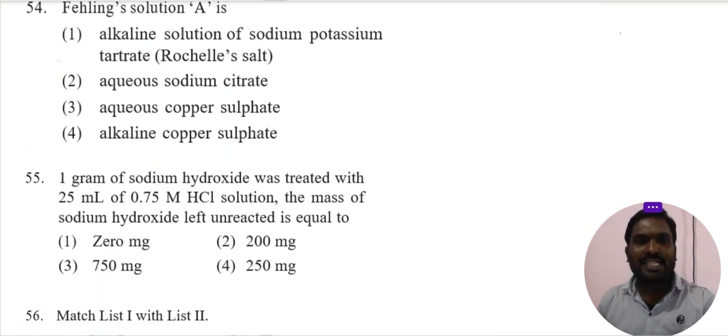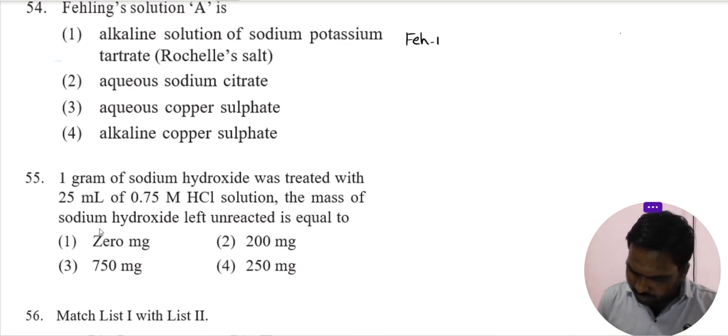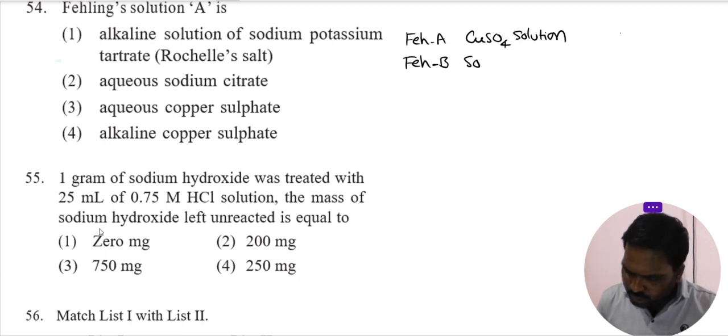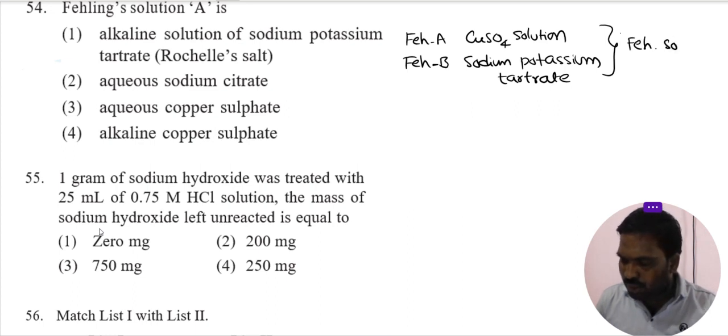Fehling's solution A is. Now Fehling's A is copper sulfate solution. Fehling's B is potassium sodium tartrate solution, also called Rochelle salt solution. When you mix these both equally, we get Fehling's solution.